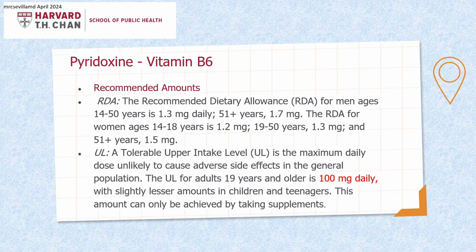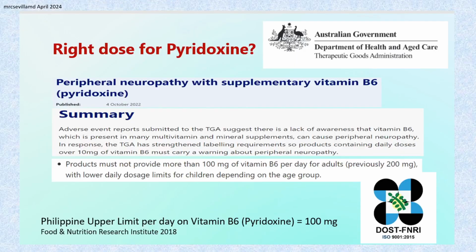Supplementation with pyridoxine is allowed at less than 1.7 milligrams per day, and there is an upper limit of safety. This was a 2022 statement from the Australian Department of Health, which reported that pyridoxine or B6 can cause peripheral neuropathy, and this resulted in a lowering of the allowed daily limit for adults and children from 200 milligrams to 100 milligrams. Interestingly, the Philippine FDA had already implemented that advice to lower the daily pyridoxine dose to only 100 milligrams since 2018.